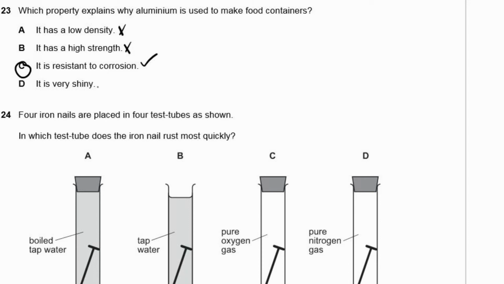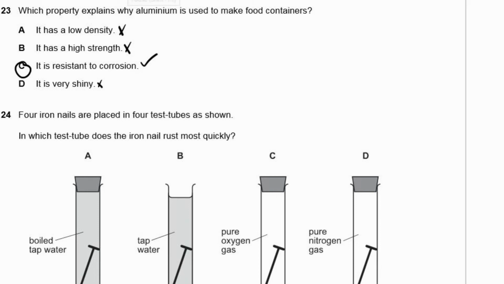And it is very shiny. Well, that's probably a very unimportant characteristic of food containers. So what you want is you want it not to react with the food you put inside. You don't want it to corrode and create toxic chemicals that will go into your food.